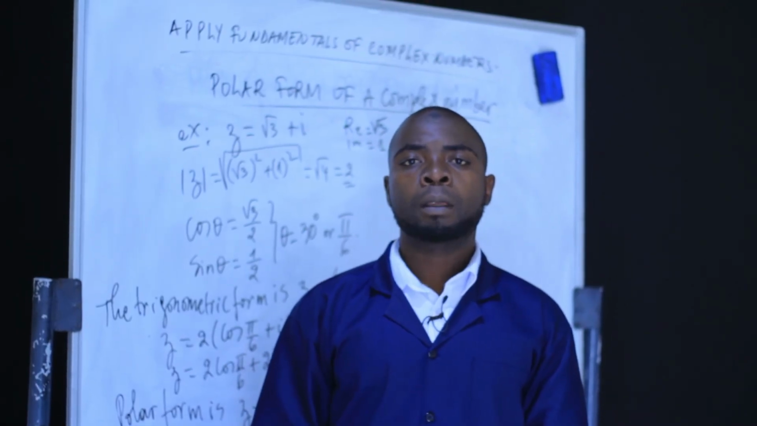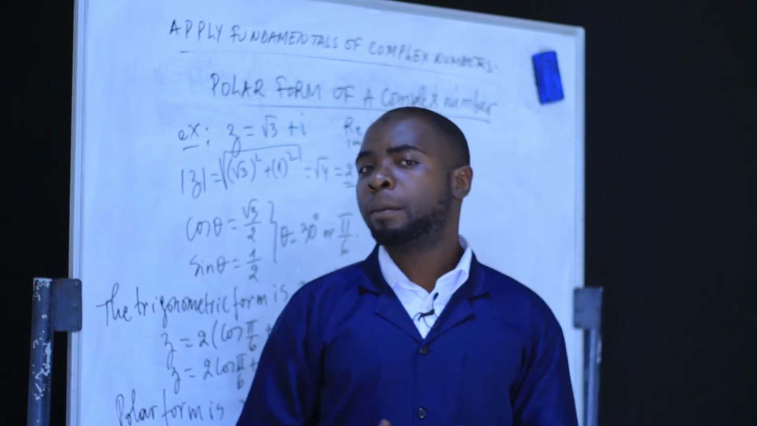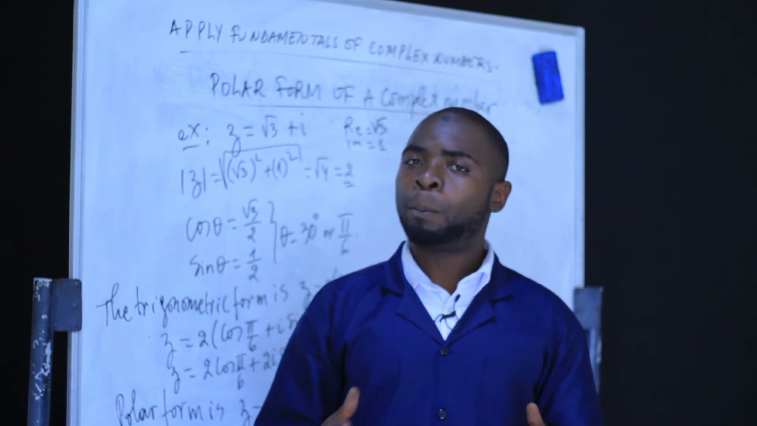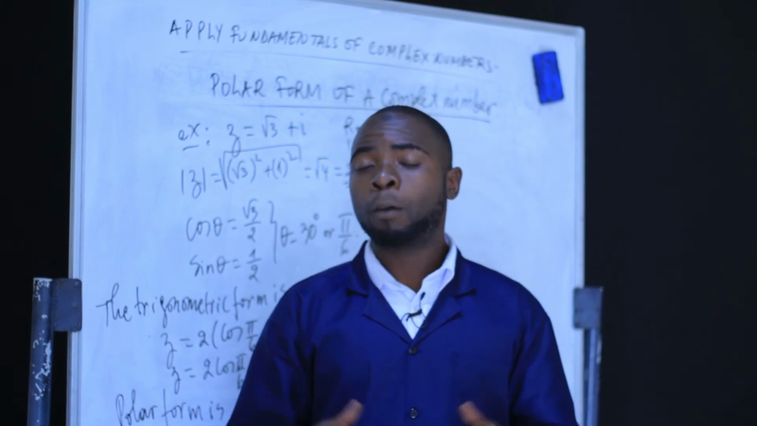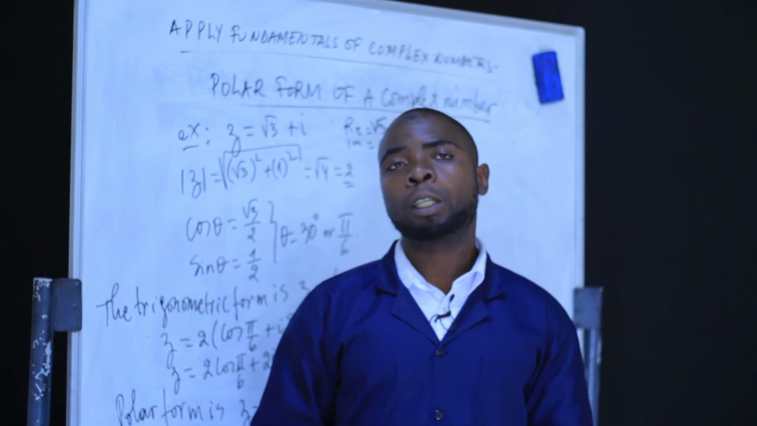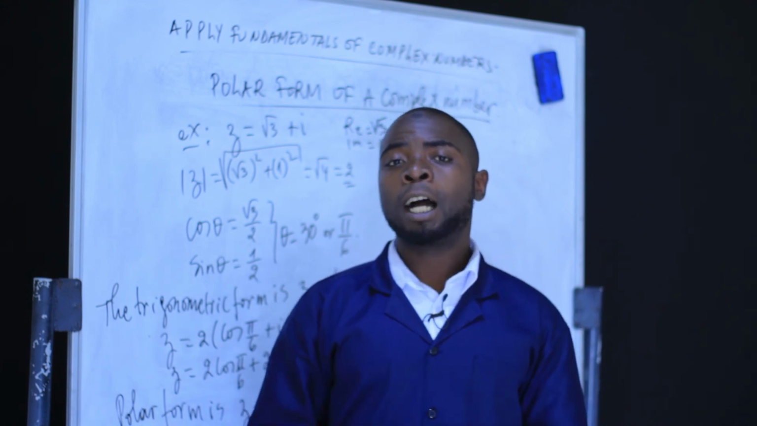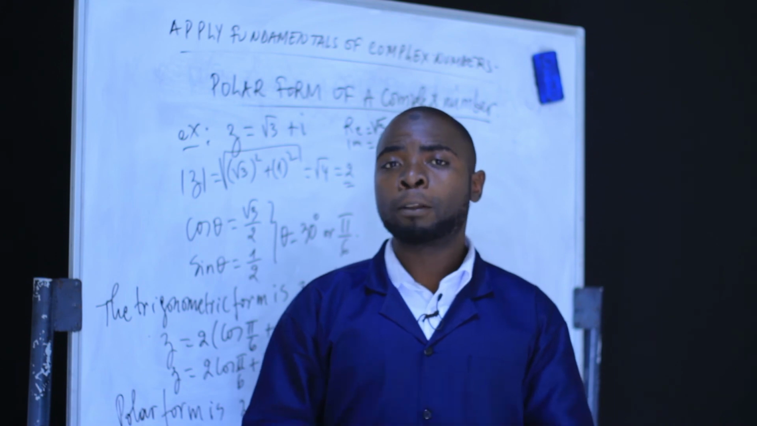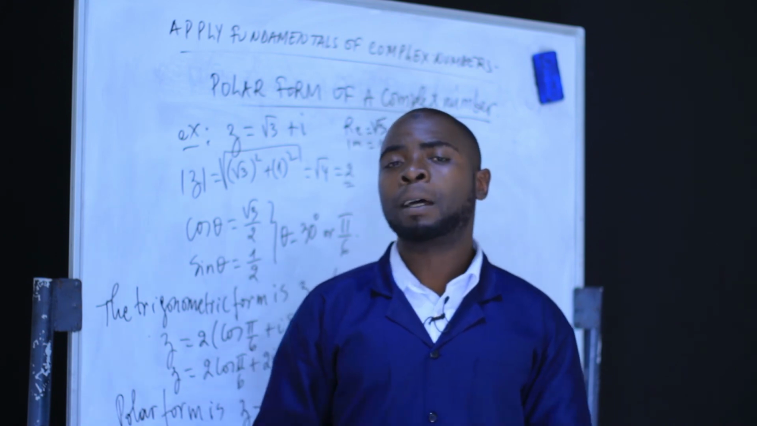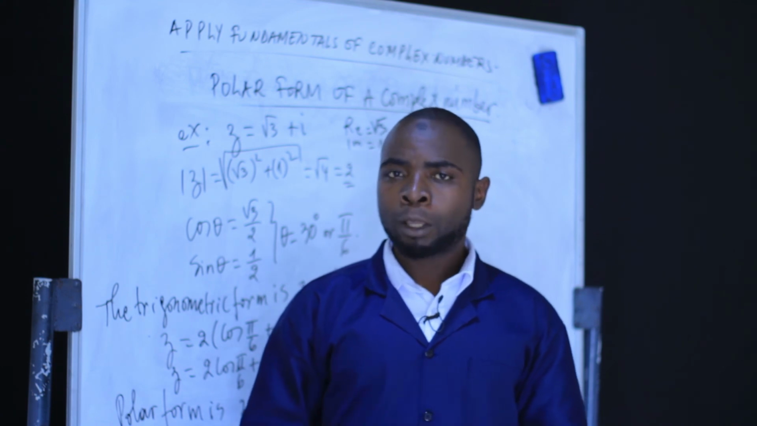Great. We have studied the real part of a complex number and the imaginary part of a complex number. We have seen the operations on complex numbers: addition, multiplication, and subtraction. We have studied how to find the trigonometric form of a complex number and the polar form of a complex number. Thank you.